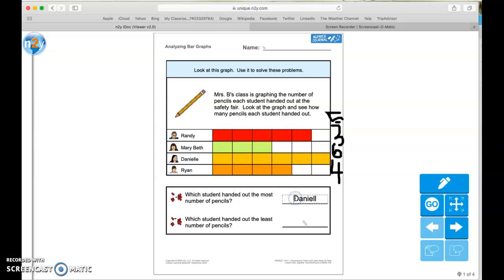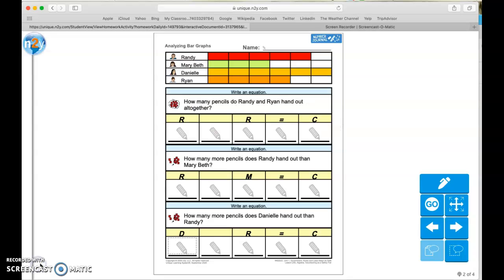Let's have a space at the beginning. Okay. And then which student handed out the least number of pencils? So now we're looking for the smallest number. So if I look over here, I see that 3 is the smallest. And when I look from here, I notice that that's the shortest line. But remember it said which student, so I'm going to type in Mary Beth's name right here. All right. So this is all we need to do on this page, and then you'll click onto the next page. This is what the second page looks like.